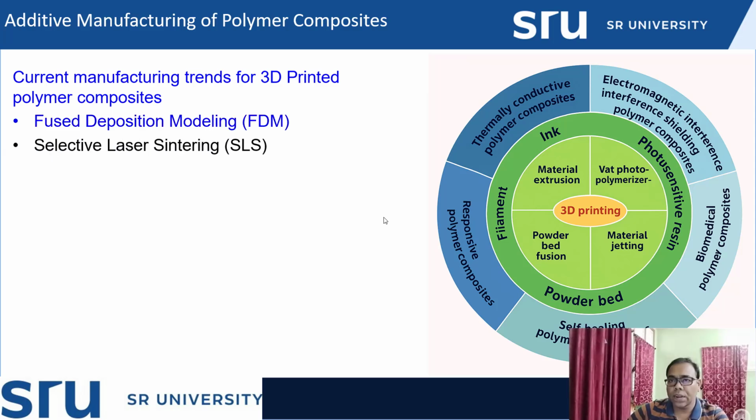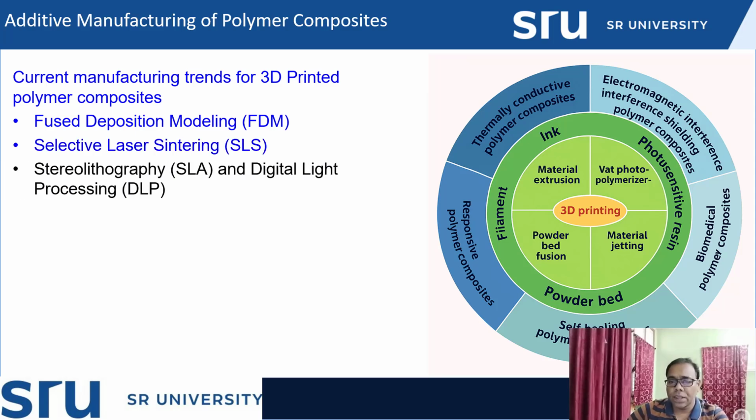Next is the selective laser sintering process, SLS in short. Similarly, there are SLA and digital light processing. Stereolithography and digital light processing techniques can also be used for making polymer reinforced composite material through additive manufacturing processes.